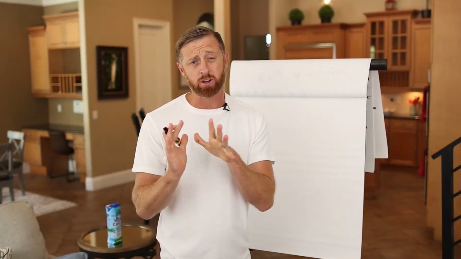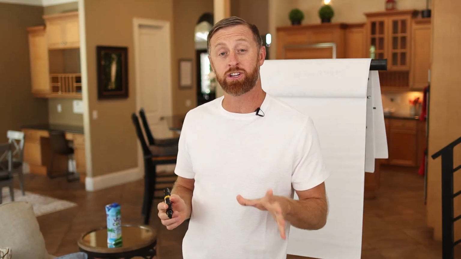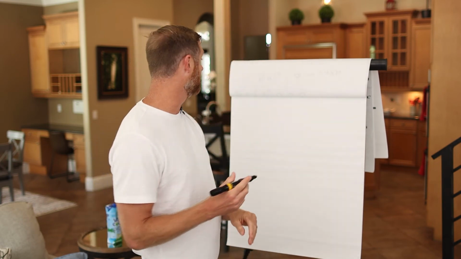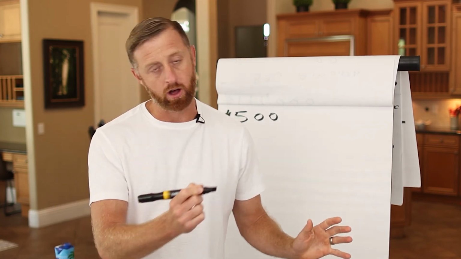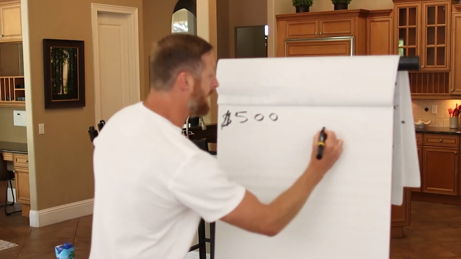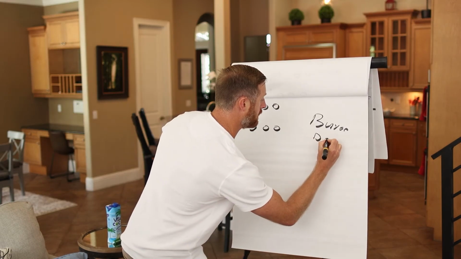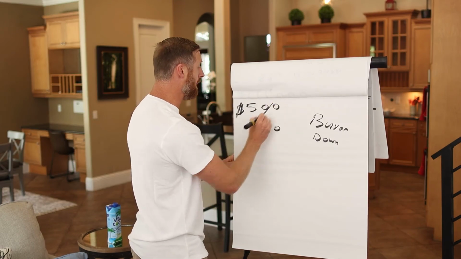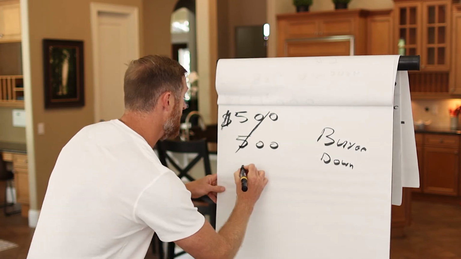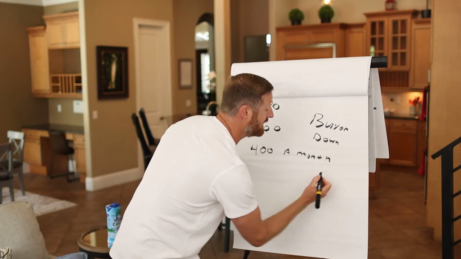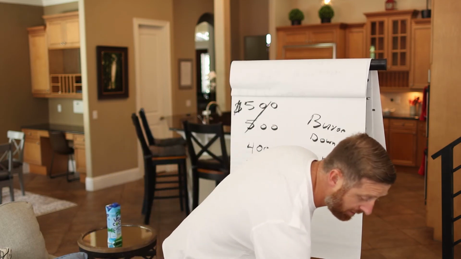All right, and the last example I'm gonna show today is a piece of raw vacant land. I'm gonna show you an example of a piece of land that I purchased several years ago. It was actually the second parcel of land that I purchased for $500. Now I understand not all land is $500, but I found a buyer that paid me $500 down to buy this land. So now I have zeroed out that transaction. I have gotten my investment back in my pocket, and I collected $400 a month until he paid me a total of $5,000.